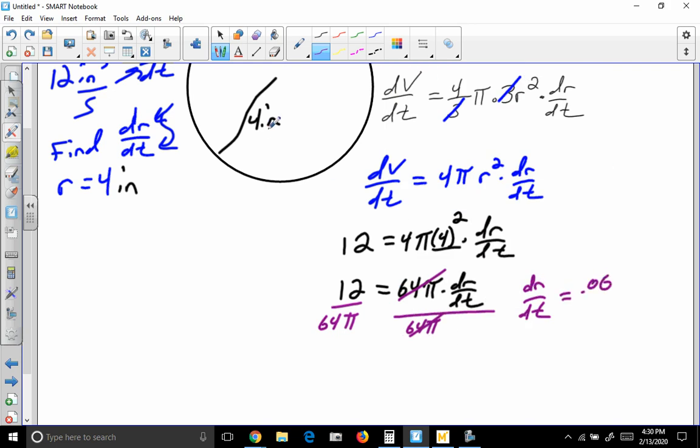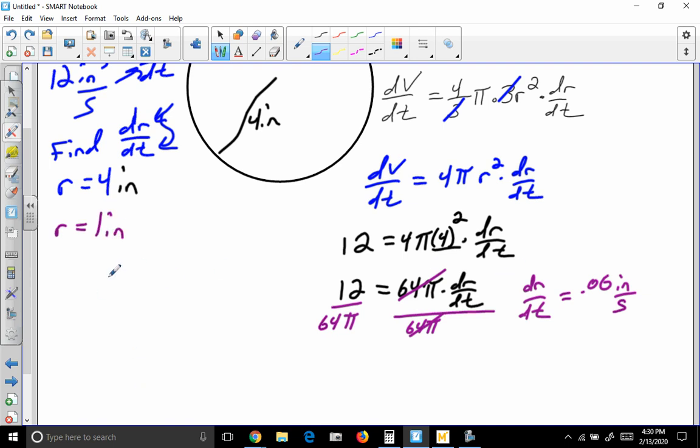That's the radius. Our distance is in inches and our time is in seconds, so 0.06 inches per second. So it's not growing very quickly at 4 inches. Now, let's compare that to a different instance, when the radius is 1 inch.